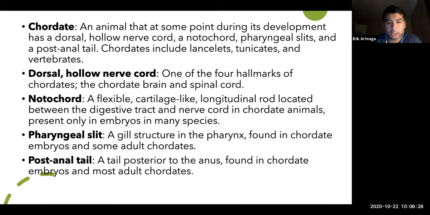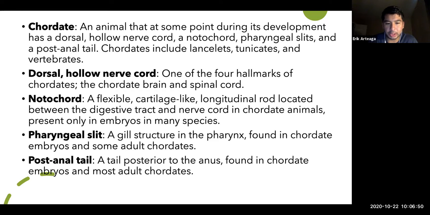So notochord is a flexible cartilage-like longitudinal rod located between the digestive tract and nerve cord in chordate animals, present only in embryos in many species. Okay, so again, this is going to be early on in the development of the fetus of many of the organisms in chordate. So it's a notochord.